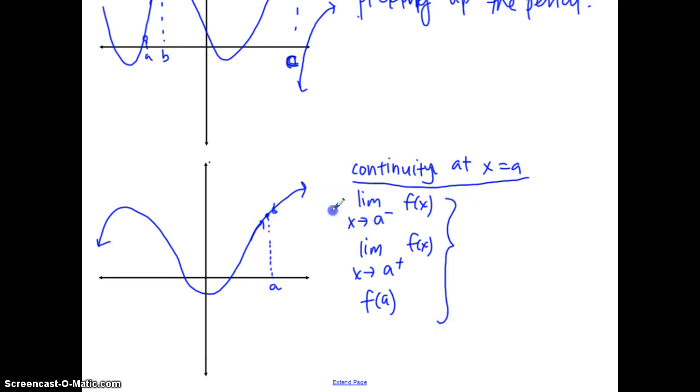So these three criteria must exist and be equal in value. That is how you know a function is continuous at the point x equals A. Now if A is any number on the number line, then you know that the function itself is continuous everywhere.